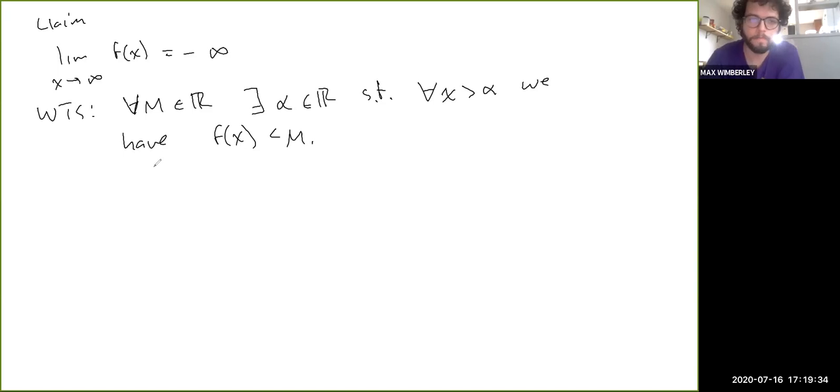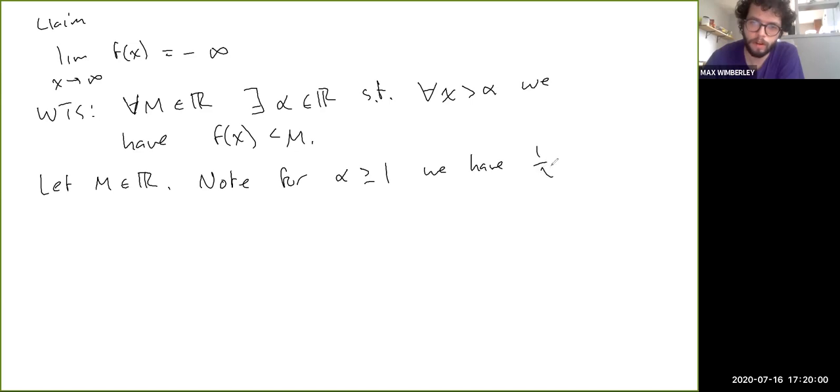Okay, so if this is what we want to prove, then we can let m be a real number, right? And then how do we choose alpha? Well, note for alpha, let's say alpha greater than or equal to 1, we have 1 over x is less than or equal to 1, right?